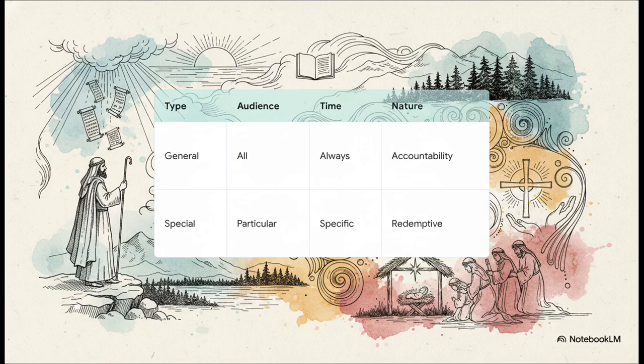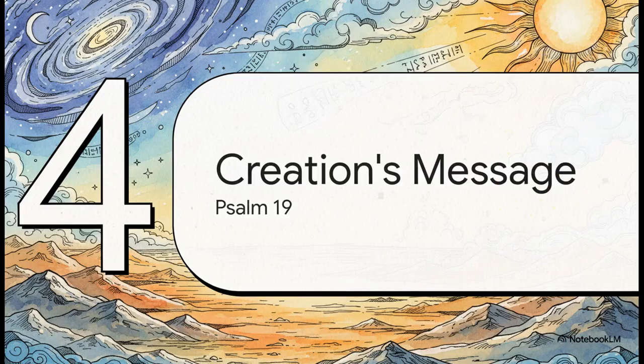Special revelation, on the other hand, is highly targeted. It's given to particular people at specific times and places. Think of the biblical prophets or the incarnation of Jesus. This kind of revelation is inherently redemptive. It offers a clear, specific path to a saving relationship with God. Section 4. Creation's universal message.